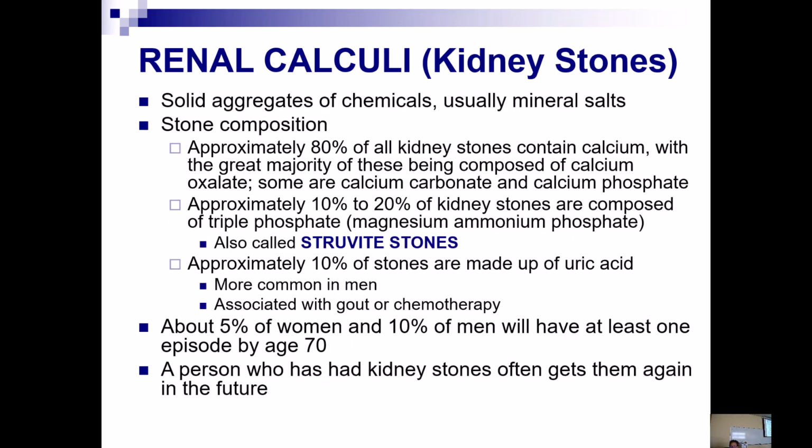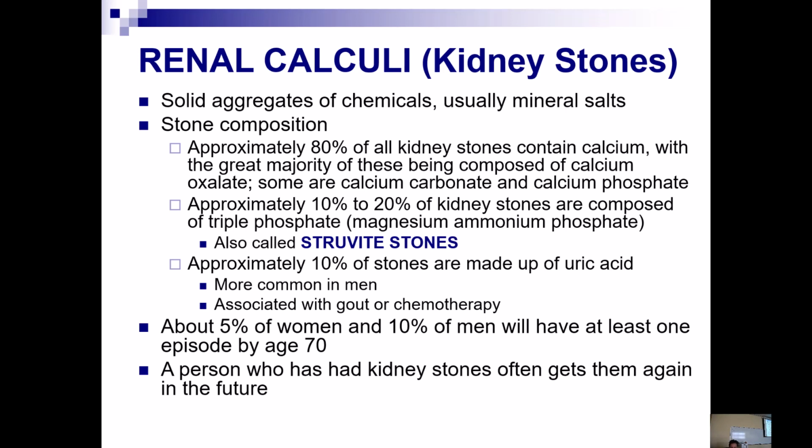Renal calculi, or kidney stones, are solid aggregates of chemicals, usually mineral salts. So, stone composition: about 80% of all kidney stones contain calcium. 10 to 20% of them are composed of triple phosphates. About 10% are made of uric acid. Uric acid stones are more common in men and oftentimes associated with gout or chemotherapy.